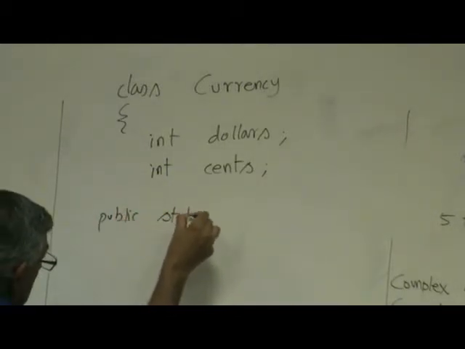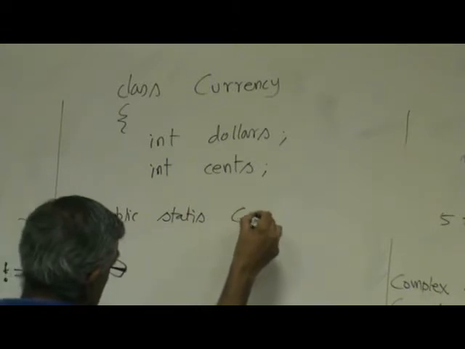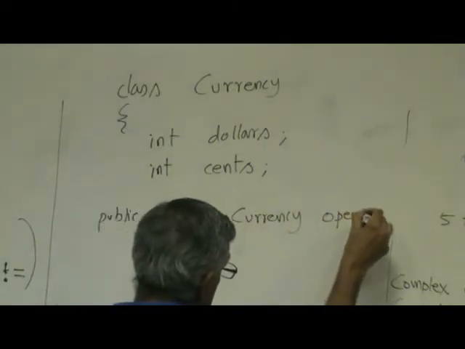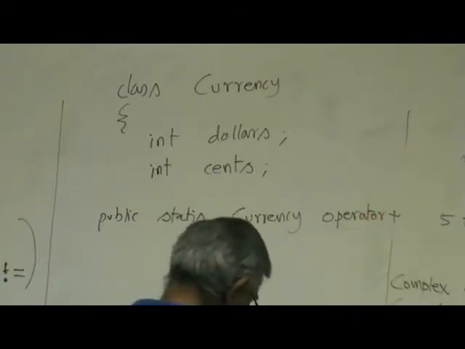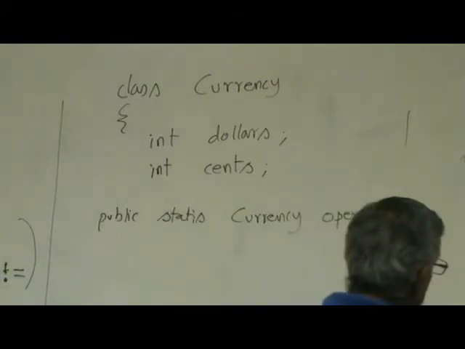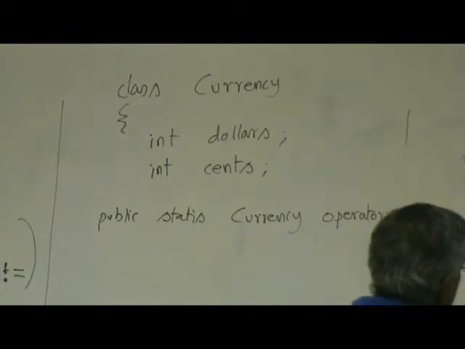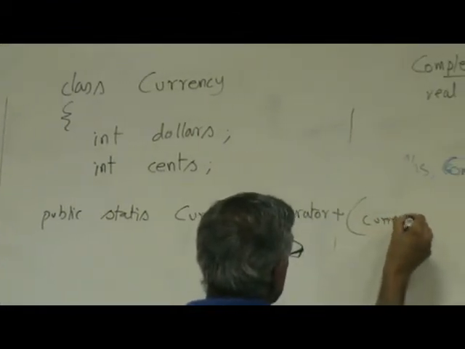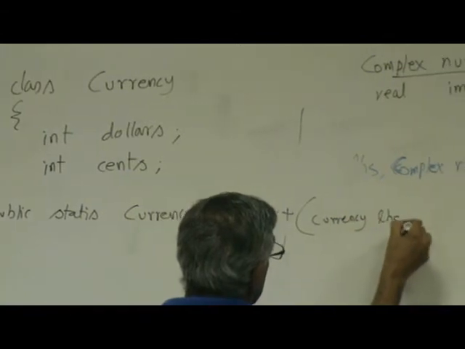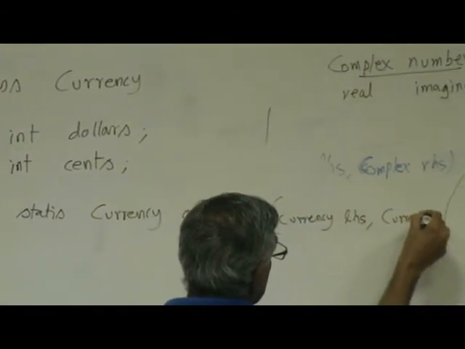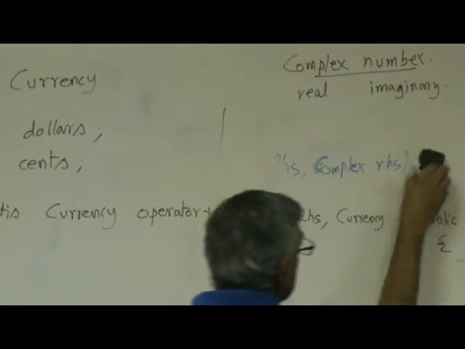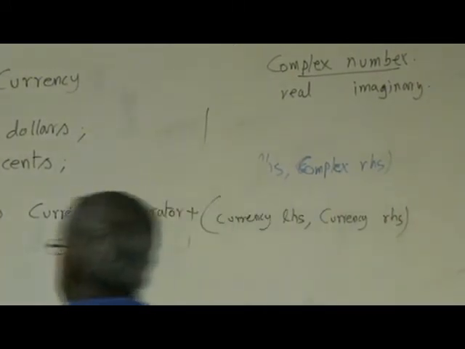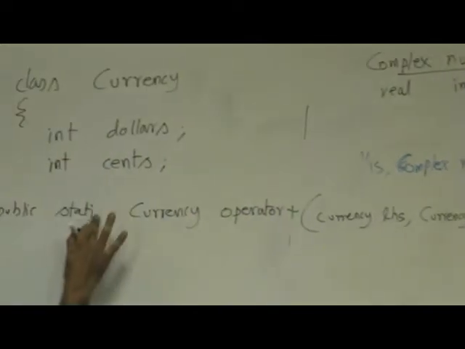public static currency operator plus. Okay, and again, whenever we add things, we add 2, so there will be a currency left hand side, currency right hand side. Okay, static.